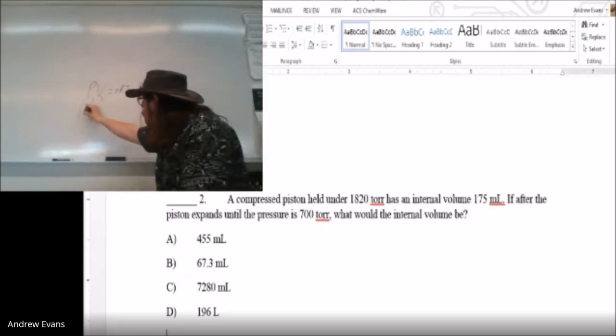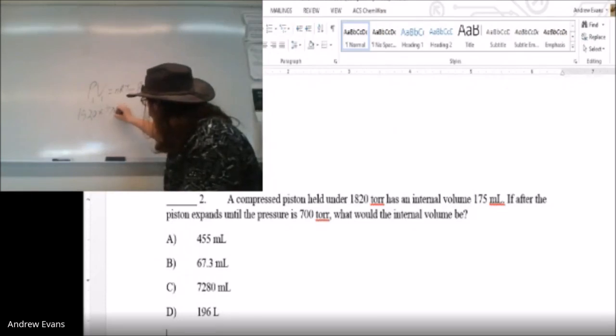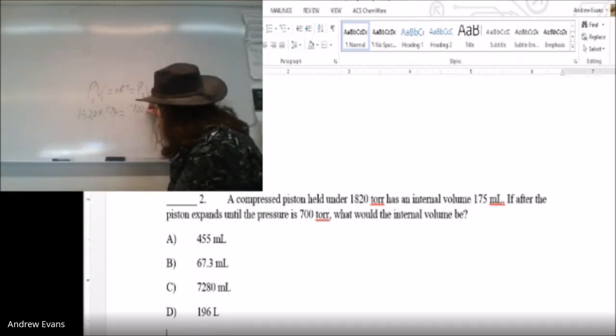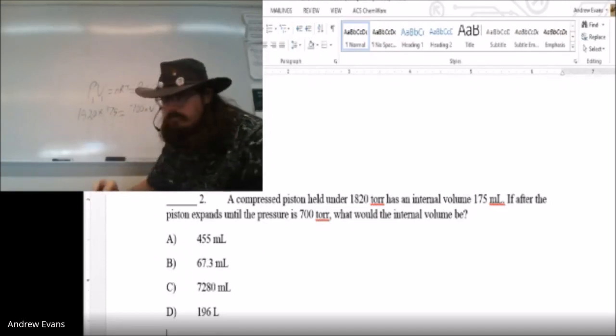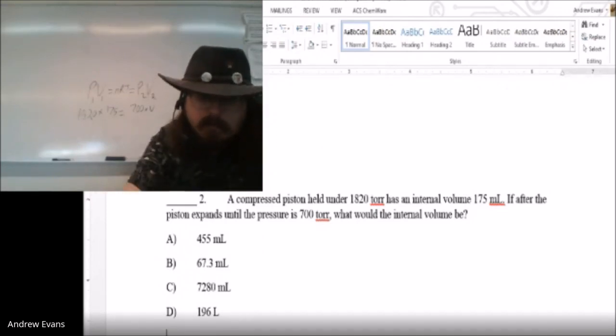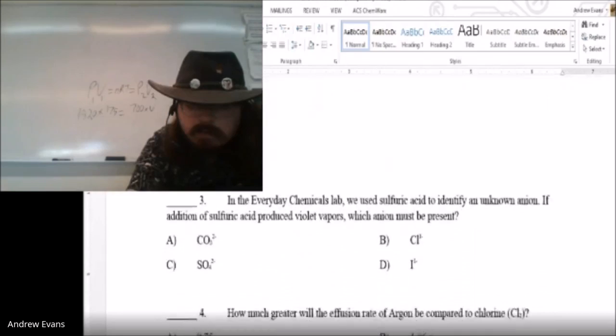So 1820 and 175 equals 700 times V. So 1820 times 175 divided by 700 would give us 455 milliliters, or A. Moving down.